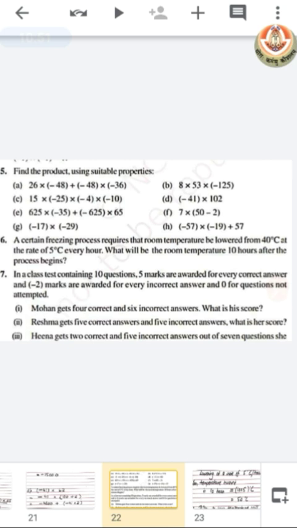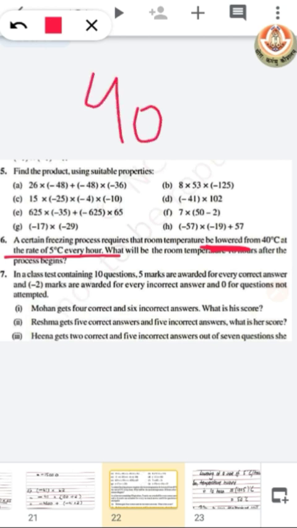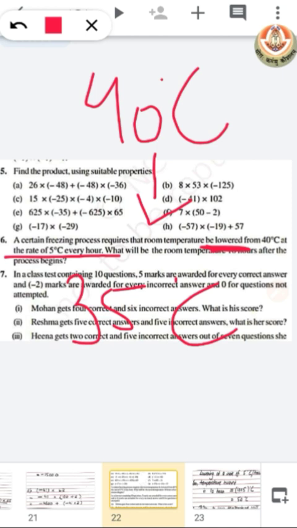A certain freezing process requires that room temperature be lowered from 40 degrees Celsius. That means initially the room temperature is 40 degrees Celsius, and because of the freezing process it will be lowered at a rate of 5 degrees Celsius per hour. So for the first hour it will drop and become 35 degrees Celsius. For the second hour it will become 30 degrees Celsius. Similarly for the upcoming hours.